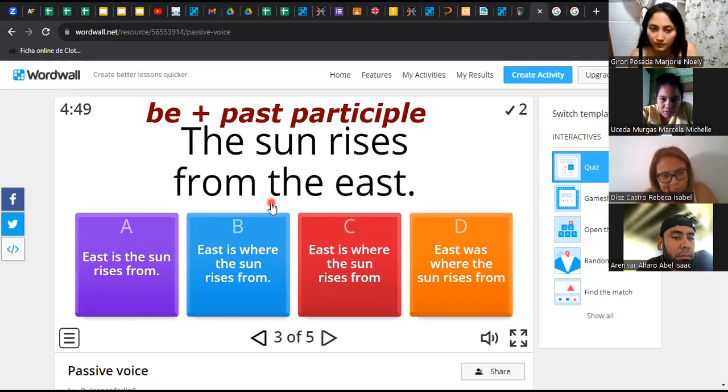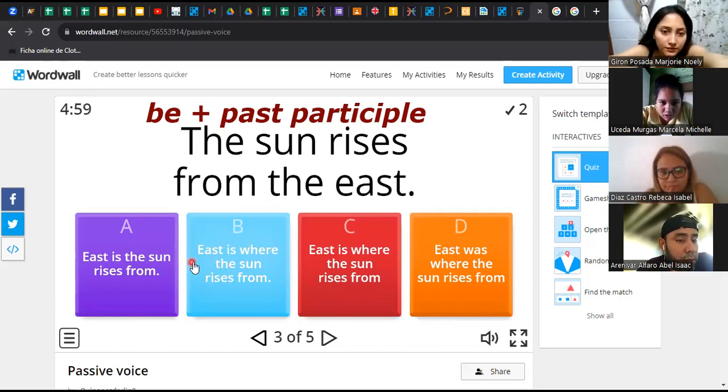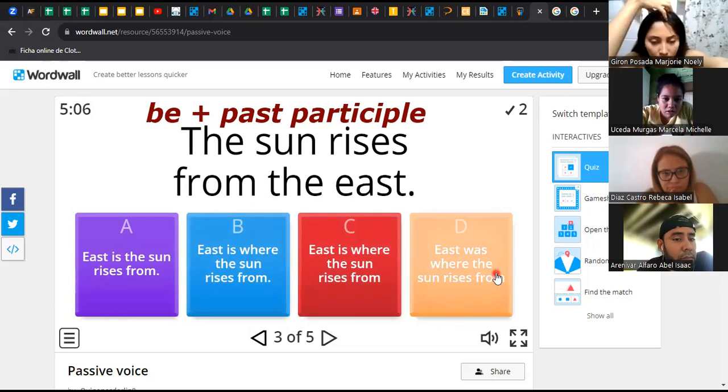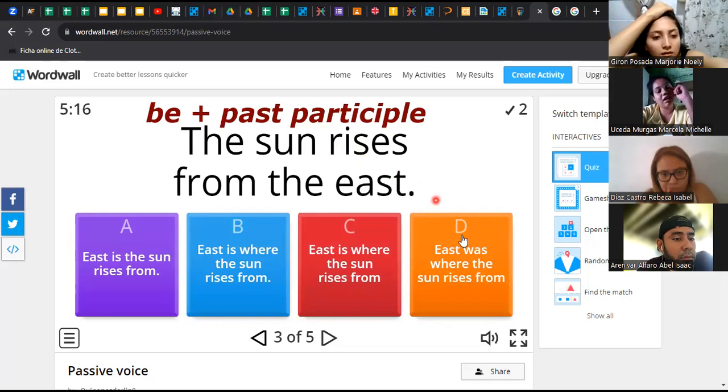Letter C. This one is more difficult, right? Letter B. Letter D is not possible because the sentence is in present. Letter C is the answer.